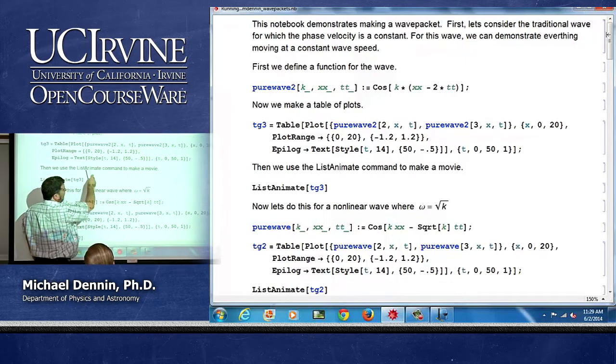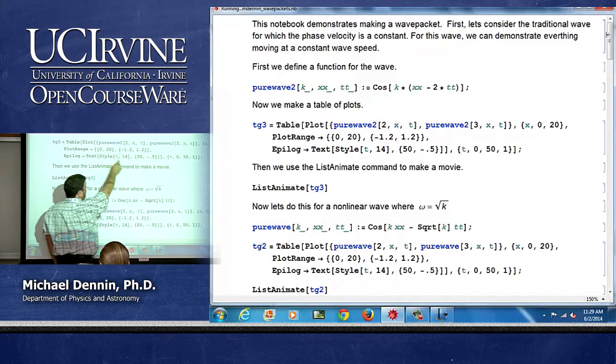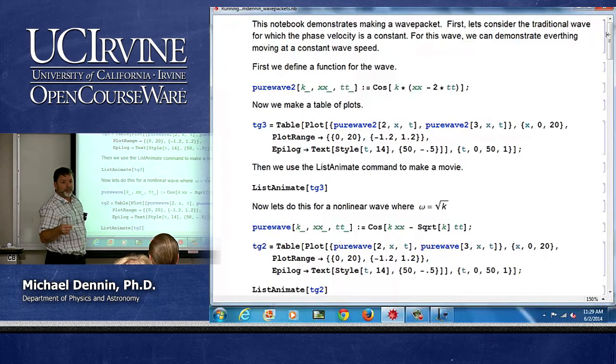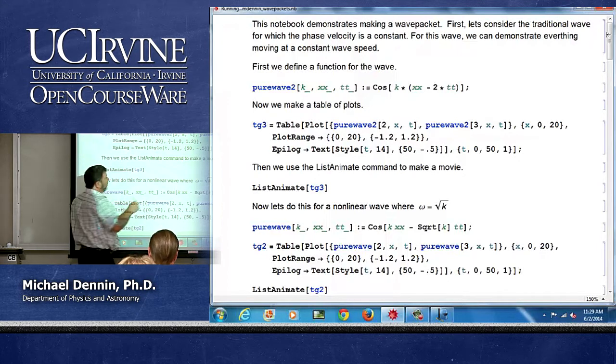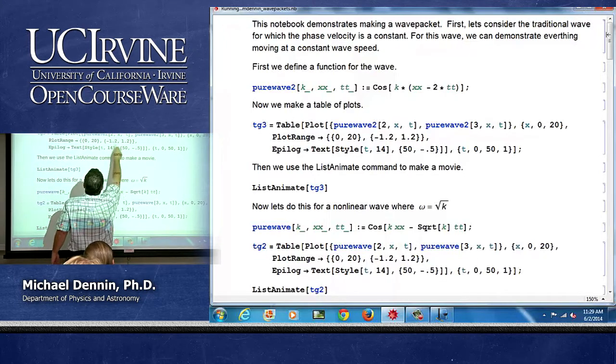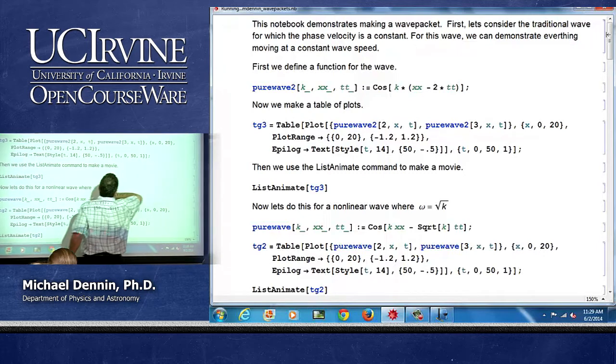A couple things to notice. Notice this is a case where I've been explicit in the plot range, both for x and y. Why? I don't want it to change between frames. That'll mess up my movie. Normally Mathematica will automatically generate the plot range. If you're automatically generating the plot range, it can shift, and then your movie looks funny as your plot range shifts. So here's my t that's being used to make the table. Here's my various plot range. This is just some text styling stuff to make the text look nice. Here I'm plotting over x from 0 to 20.